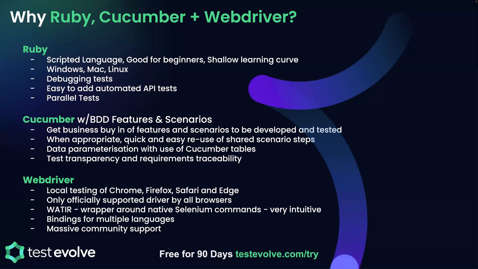When appropriate, it then does allow the relevant sharing of scenario steps, and I'll clarify what I mean by when appropriate a little later on. And then when we start looking at the use of Cucumber tables, that's a great way of then taking a single test and then being able to run that multiple times with the injection of different data sets, for example. So we'll look at that later on.